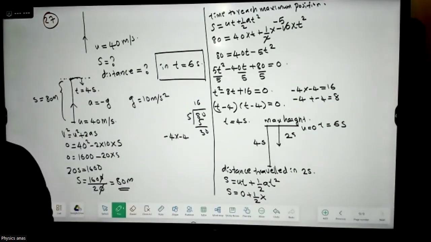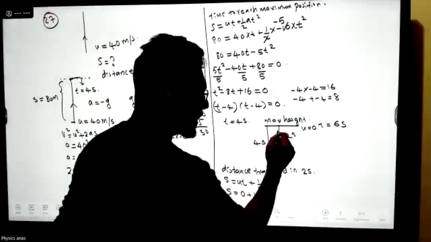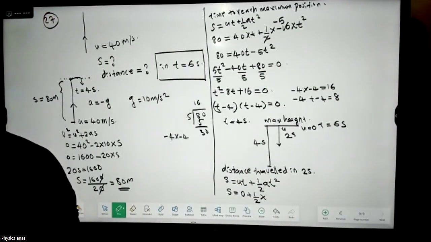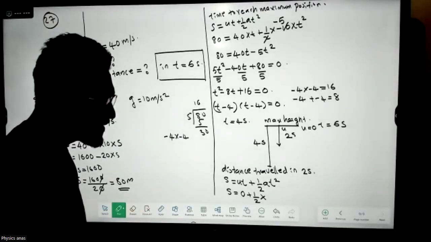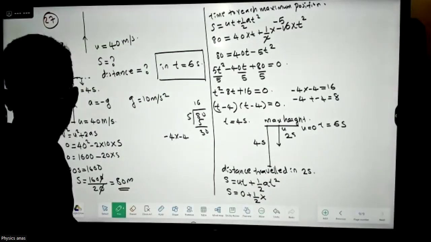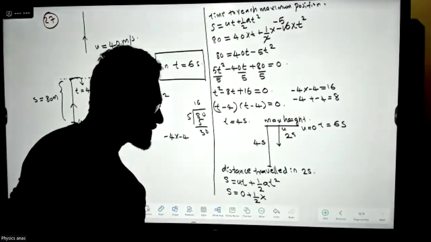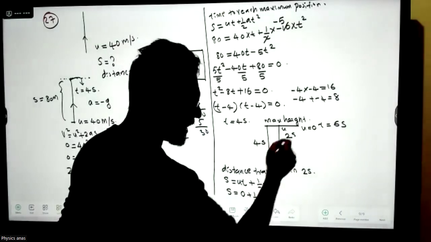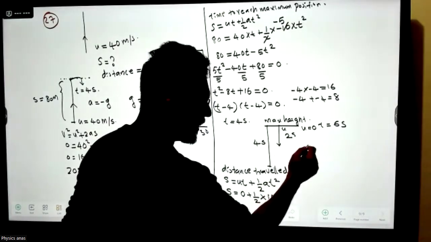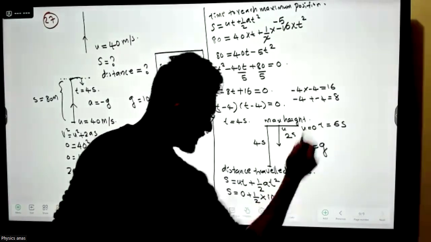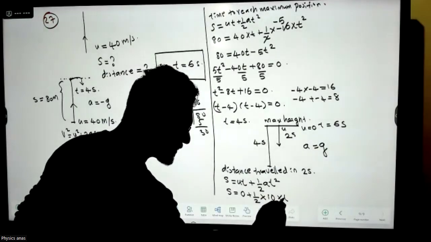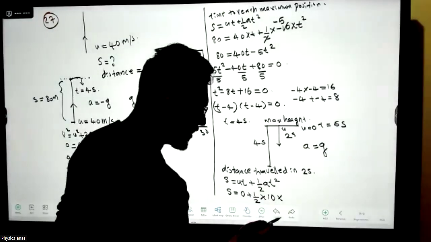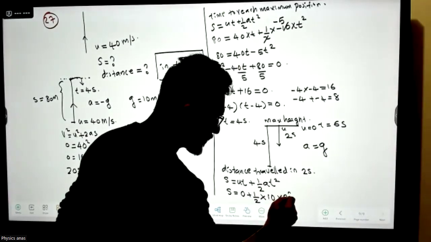What is A? Acceleration. We are taking the velocity in downward direction as positive. If it is positive, then acceleration is in the same direction, so acceleration is also positive. Acceleration is positive means A will be g. So that's half into 10 into t square. What is t? We know the value of t, t is 2, so 2 square.